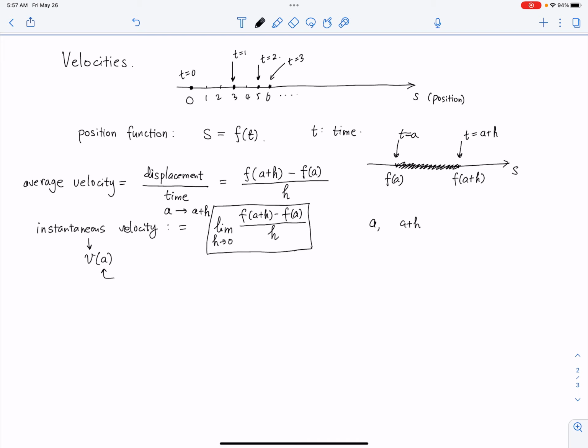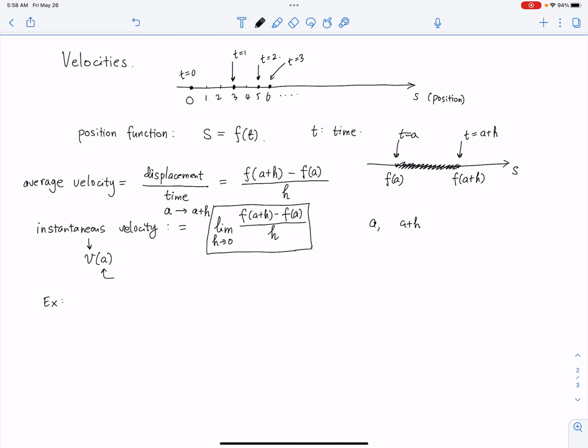Okay, so this is the velocity. And we can try some examples on that. It's just a special case of the derivative. So once you know the position function, f(t), and you know the time, you can always get the velocities.